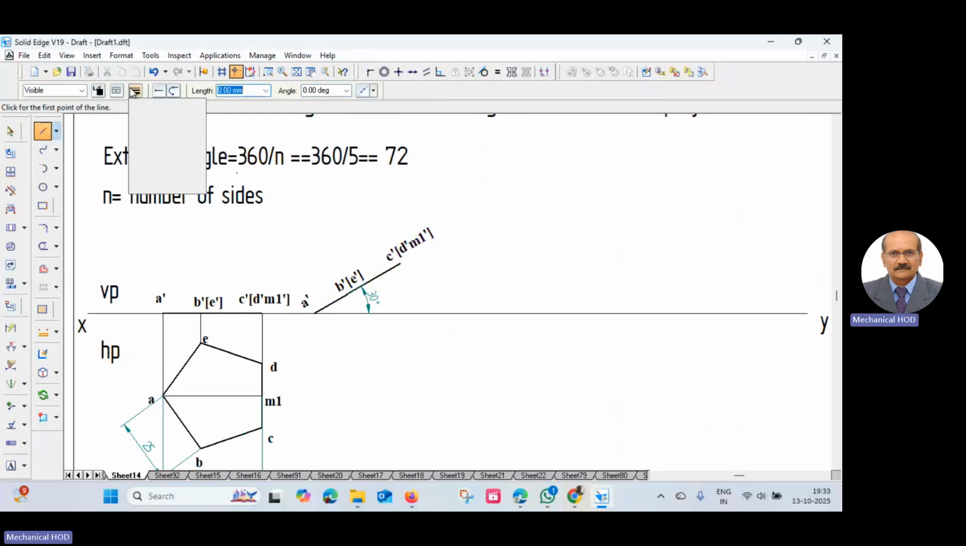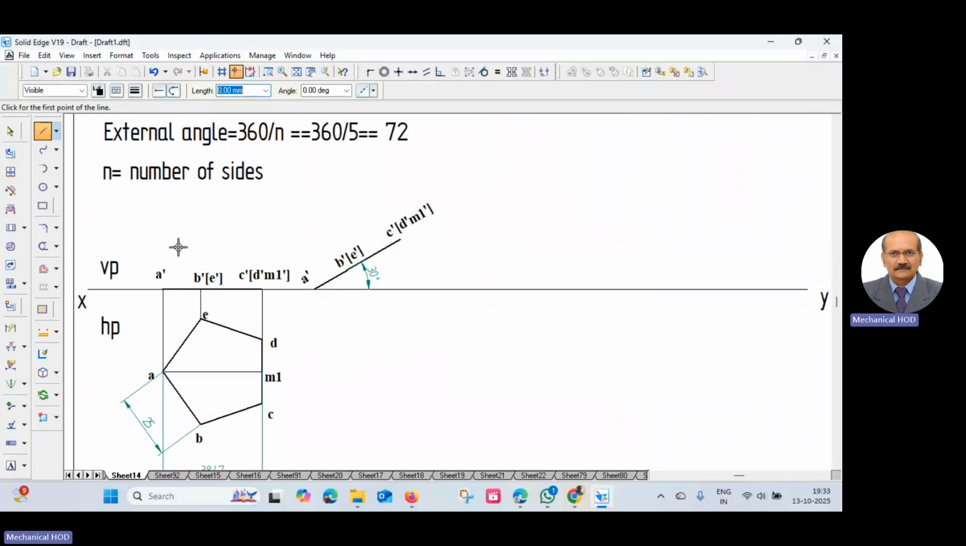Now go to the line command. Draw the vertical projection from the C dash. Switch on the alignment indicator. You can see how it is aligning itself with the C. Again draw the horizontal from D. It meets, draw one extra line and then trim it up like this.